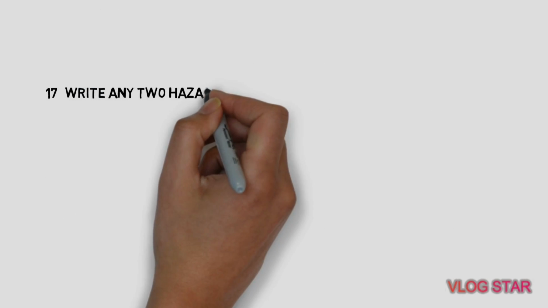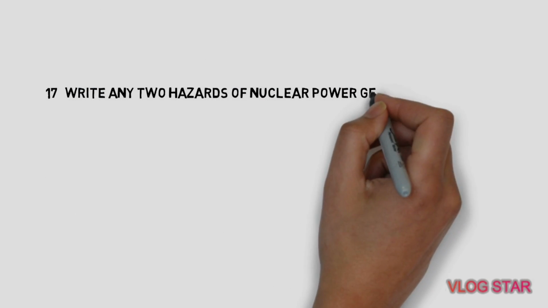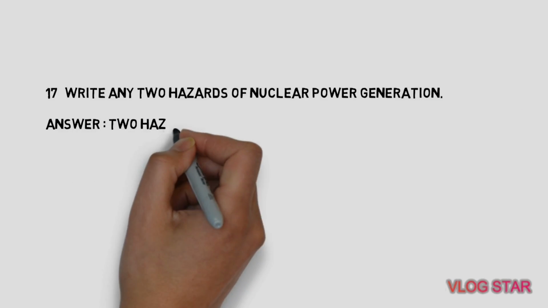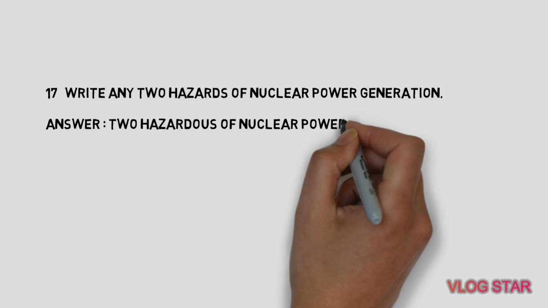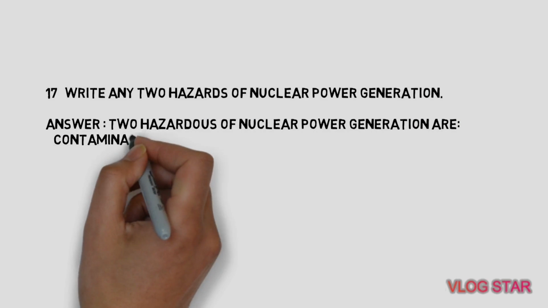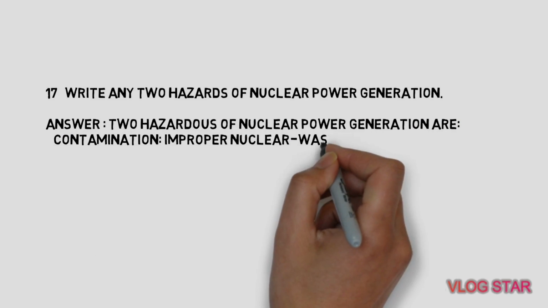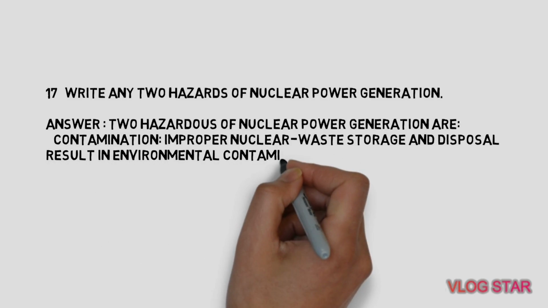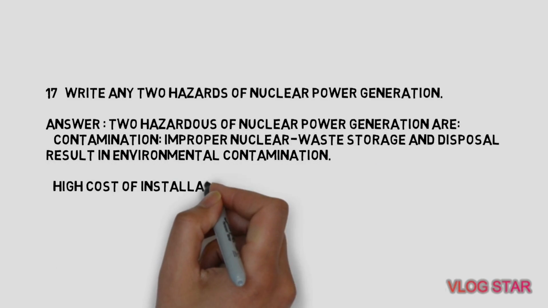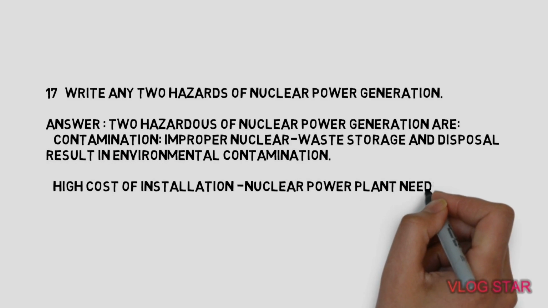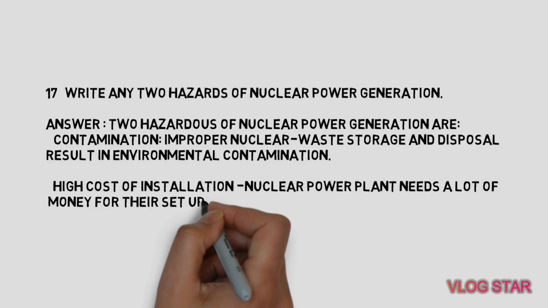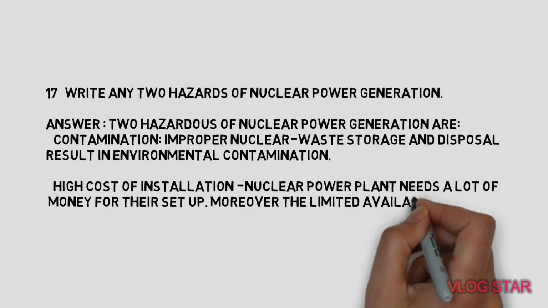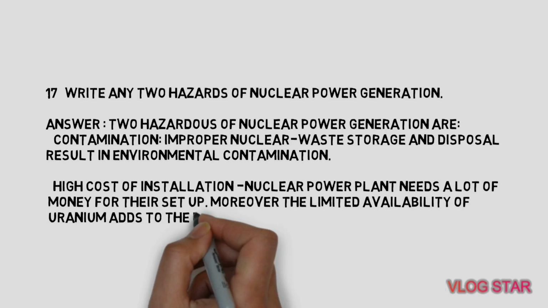17. Write any 2 hazards of nuclear power generation. Answer: 2 hazards of nuclear power generation are contamination. Improper nuclear waste storage and disposal result in environmental contamination. High cost of installation. Nuclear power plants need a lot of money for their setup. Moreover, the limited availability of uranium adds to the disadvantage.